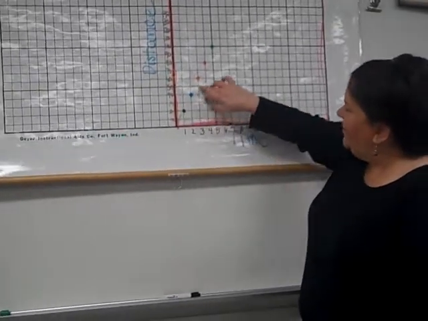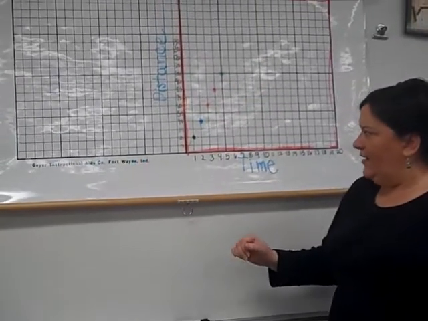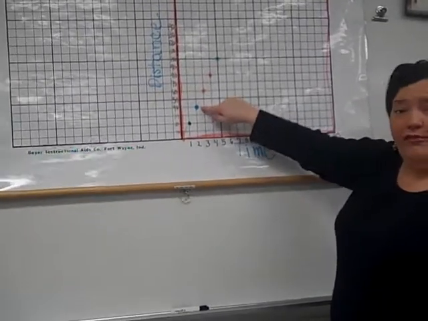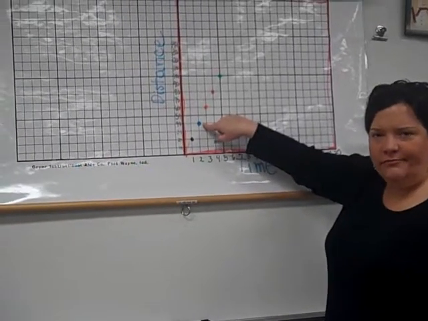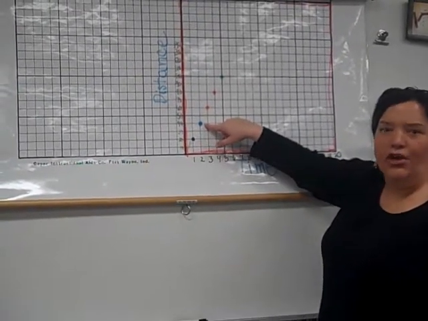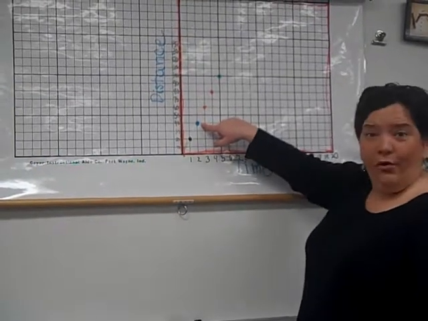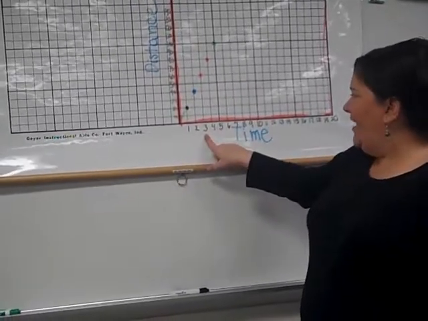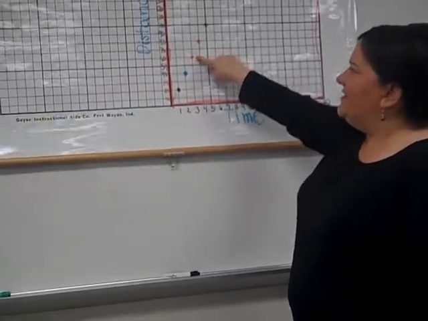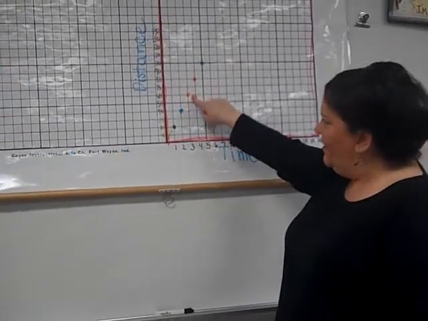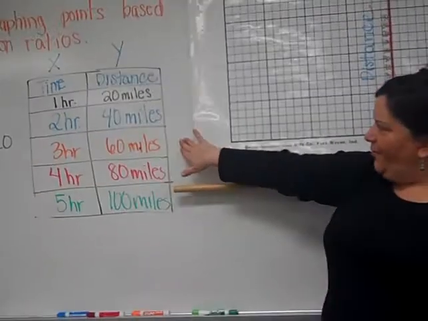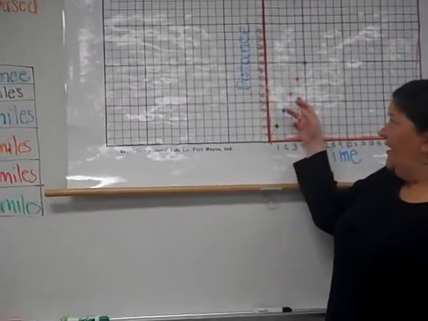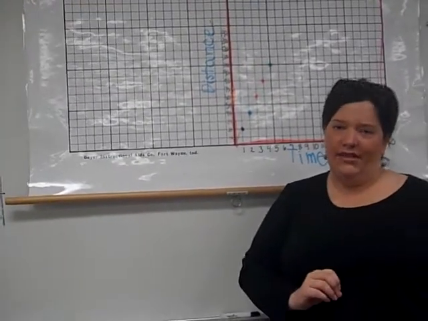I continued with this pattern on my coordinate plane. So 2 hours would mean that you would travel 40 miles on your golf cart, or your gator, or your snowmobile, or your four-wheeler. If you traveled for 3 hours, the distance would be 60 miles. So just like I have 3 hours to 60 miles over here in orange, I have it plotted with an orange point as well.